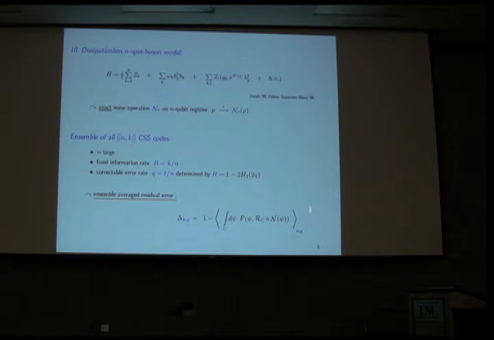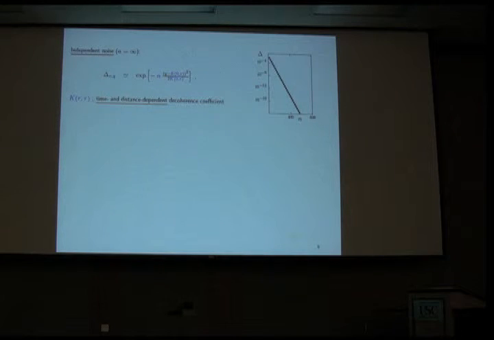And therefore, it makes sense to take the average over this entire ensemble, and then we define this quantity, which is more or less the same as what we have just seen, now a slightly different definition. Here, that's the average fidelity of the channel N after correction R_C, averaged over the code C, and this whole thing is then also averaged over this code ensemble, and one minus.